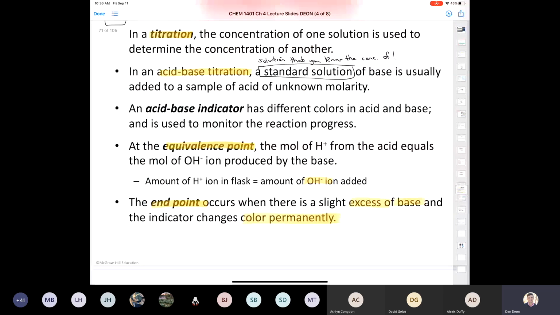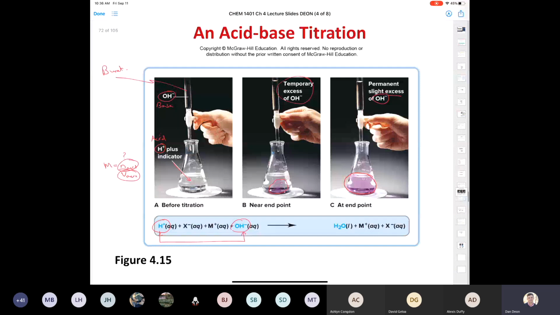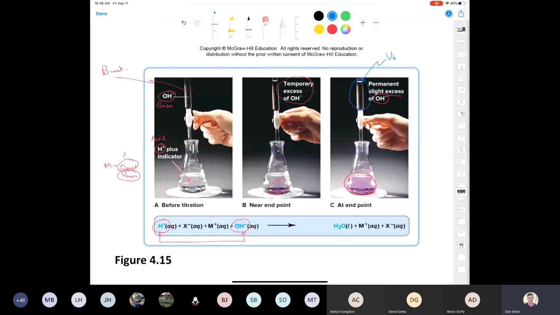So again, to rehash, and this is the third time I'm saying this, you know how much base you added. You get the volume of base from here. You know the molarity of the base. So that means you can figure out the number of moles of base, because number of moles of base is going to be equal to the molarity of base times the volume of base. Now you know from your balanced equation, if it's a 1-to-1 ratio, that your number of moles of base is going to be equal to your number of moles of acid. Now you can take that number and plug it in here, and you figure out the molarity of your acid.